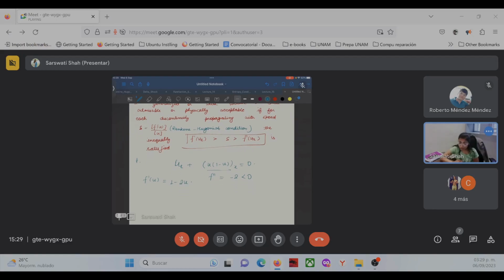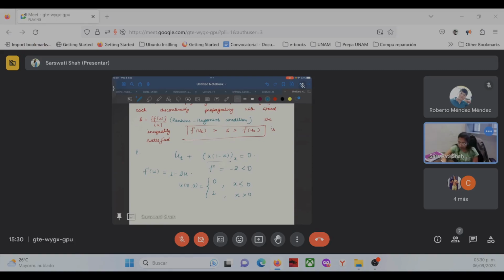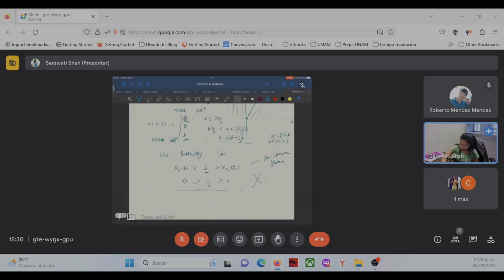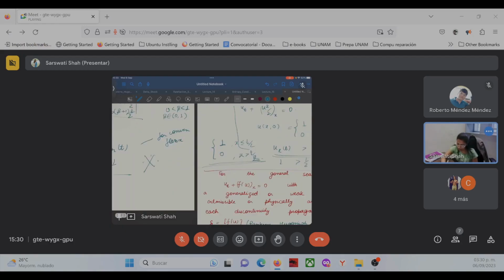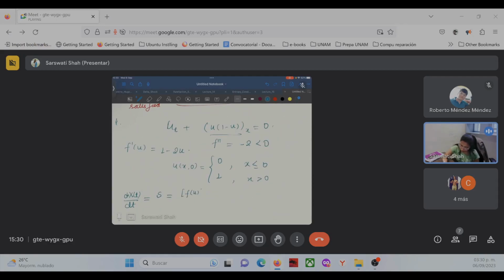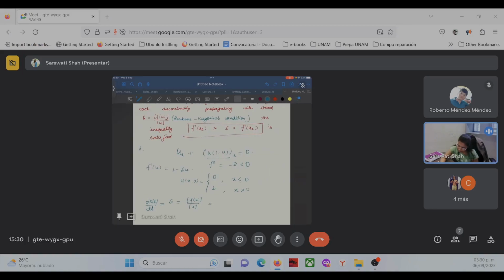Now we know that for the concave flux function, if the initial data is monotonically increasing, then the solution will be smooth or not? This is the concave flux function and the initial data is this. So whether the solution will be smooth or not? No. So there will be a discontinuity that will propagate. And what will be the speed of that discontinuity? dx/dt is equal to s, which is the jump in f of u over the jump in u. So what is the jump in f of u? It is u_r(1 - u_r) minus u_l(1 - u_l) over u_r minus u_l.